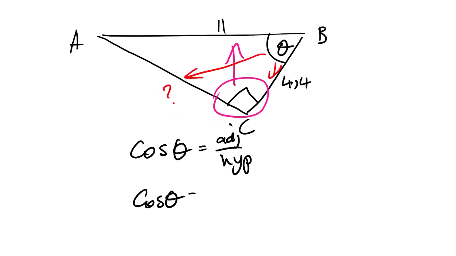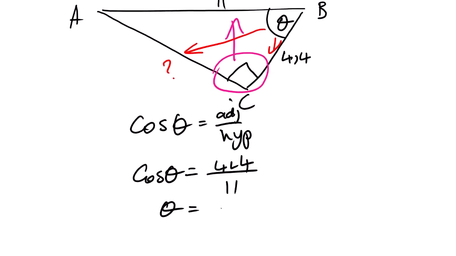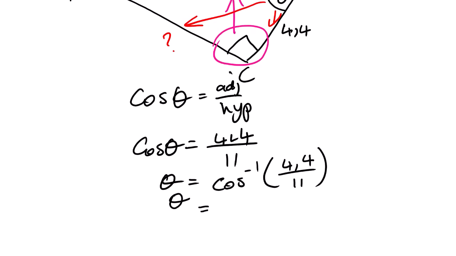Then we have cos theta is equal to the adjacent side, 4.4 over 11. Theta equals cos inverse of 4.4/11. The answer you should get is 66.4 degrees. I hope you got it correct.